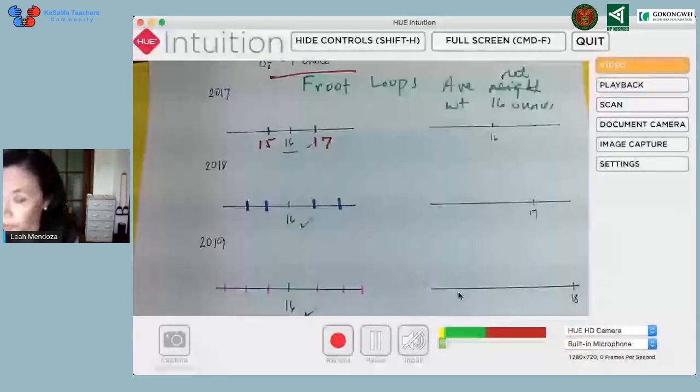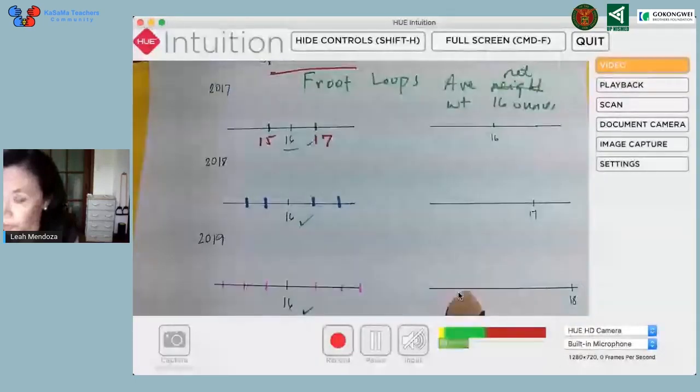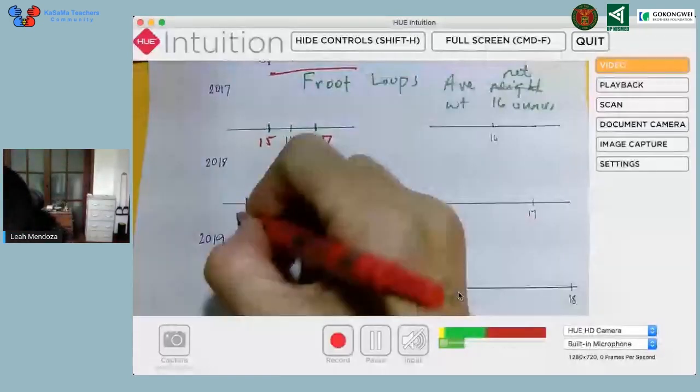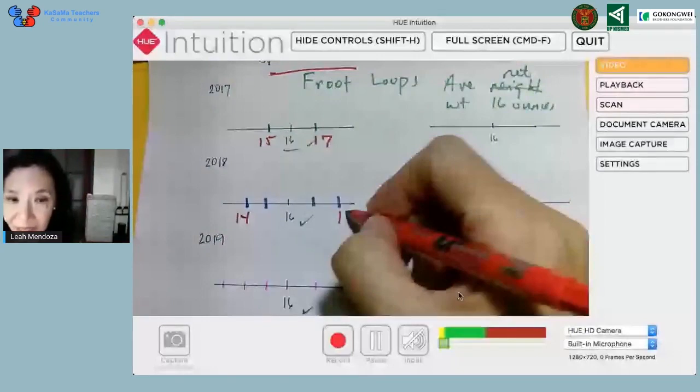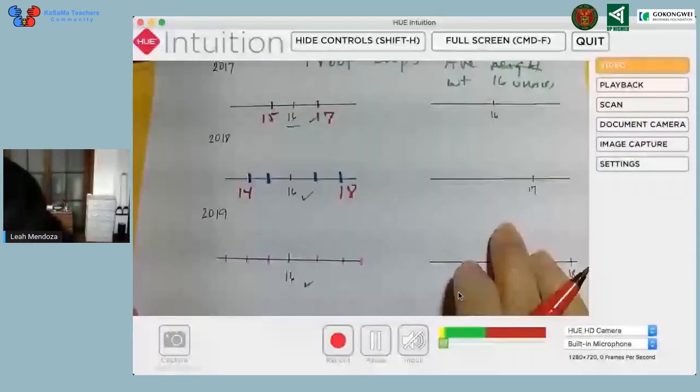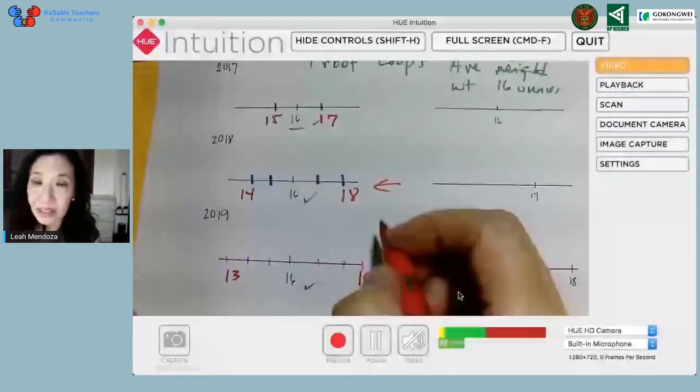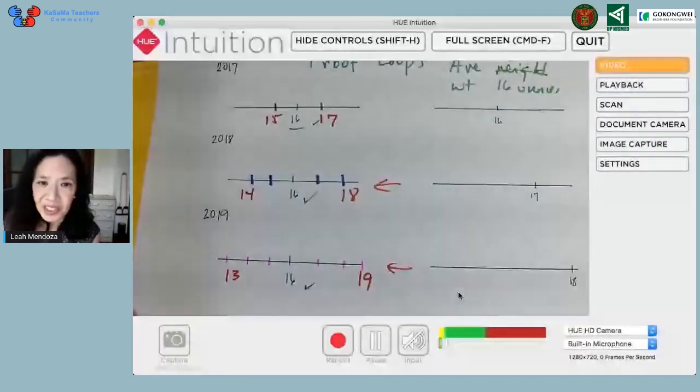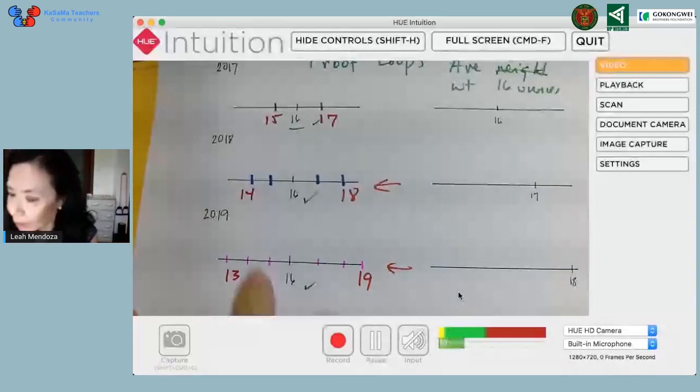Okay? In 2018, they were ranging from 14 to 18. And in 2019, they were ranging from 13. And you're more in trouble in 2019. But if you just report the mean, you're saying the mean has not changed. Okay? So what happens here?